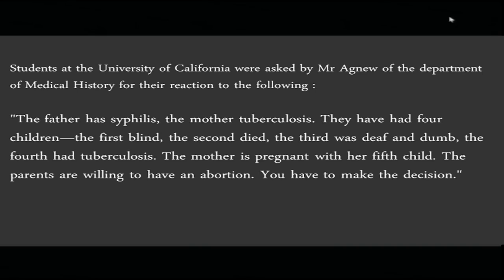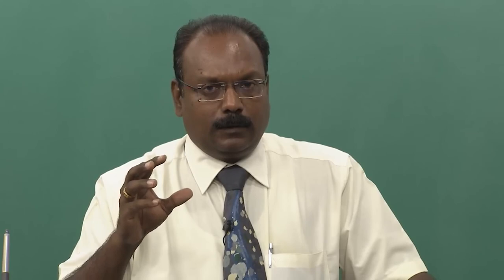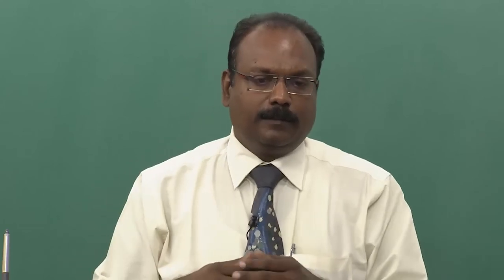So this is the situation. The father has syphilis, the mother tuberculosis. They have had 4 children. The first blind, the second died, the third was deaf and dumb. The fourth had tuberculosis. The mother is pregnant with her 5th child. The parents are willing to have an abortion. You have to make the decision. So when you listen, you are given such a case where there is chronic disease and chronic death. Now this is the 5th child and you are given the choice of making the decision for the parents.